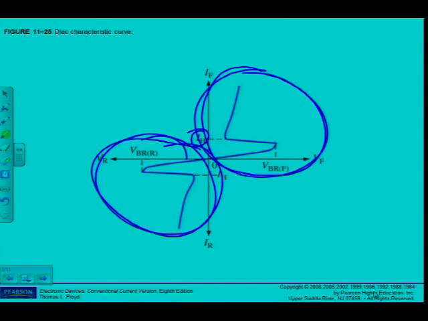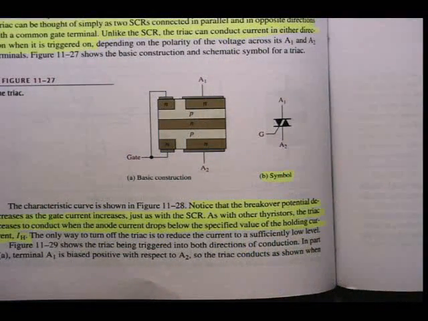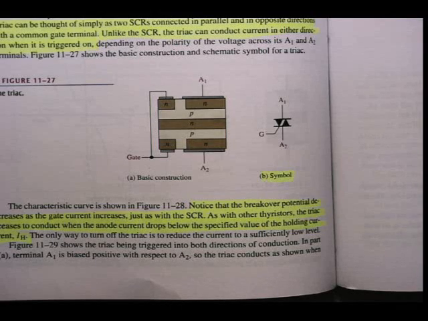All right, that's the introduction to the diac. Let's have a look at the triac. There's the triac, basic construction and the symbol. Of course, you have to know the symbol. Now, the triac is like a diac with a gate terminal. All right, what we've seen with a diac is like a 4-layer diode, but it conducts in both directions.